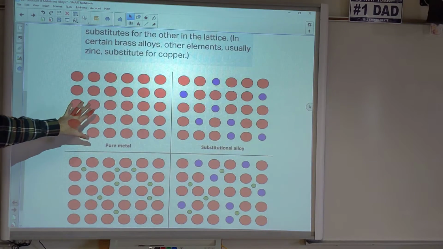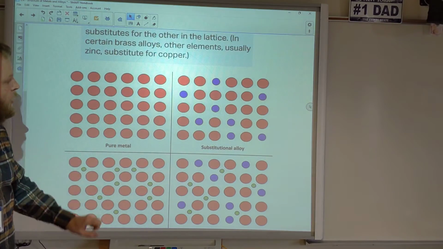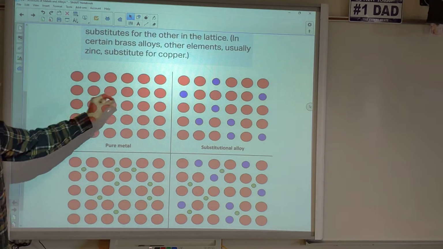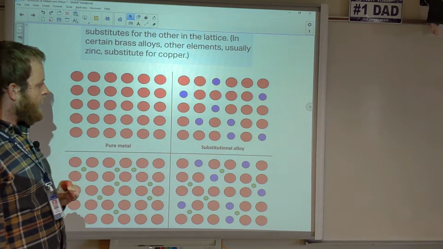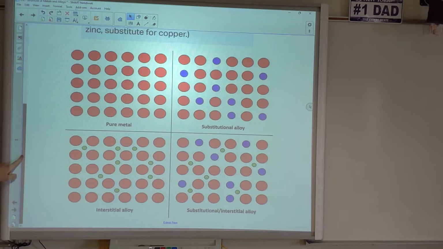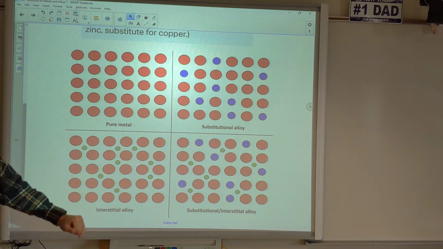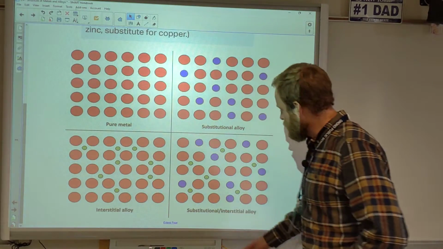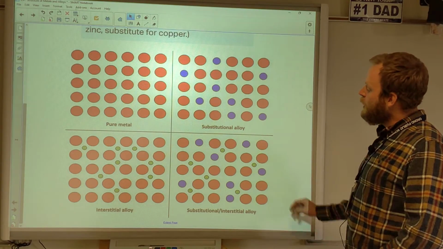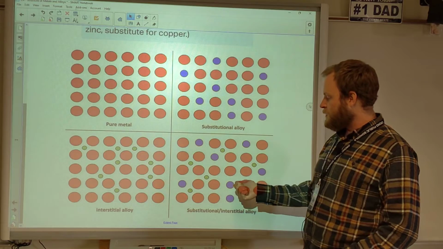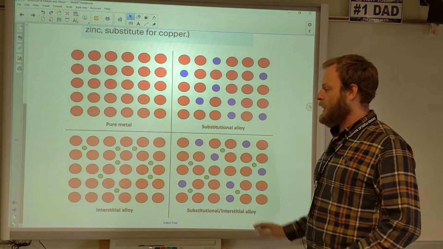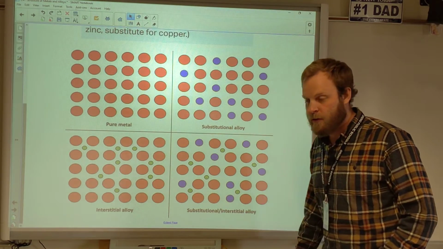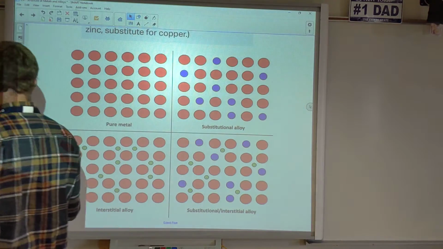So here's the pure metal. This is a substitutional alloy, so some red atoms were removed and replaced by blue atoms. This is an interstitial alloy, where we have green atoms in between the red ones. And then this is a combination interstitial and substitutional alloy, where some of the red atoms have been removed and replaced with blue atoms, and then there's also some green atoms interspersed between the metal atoms.